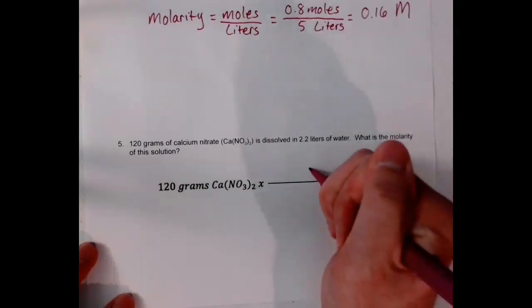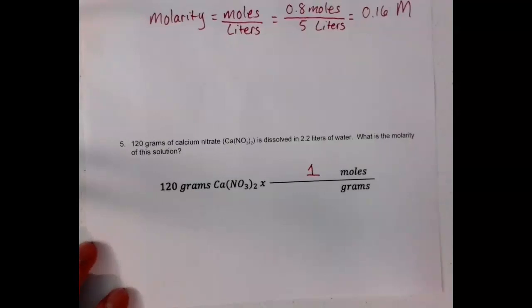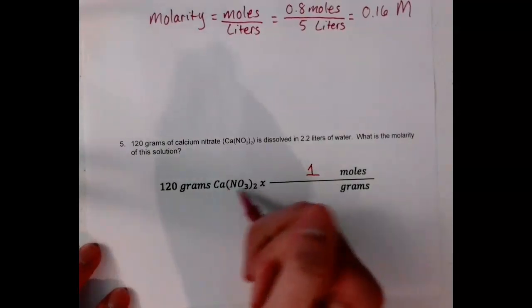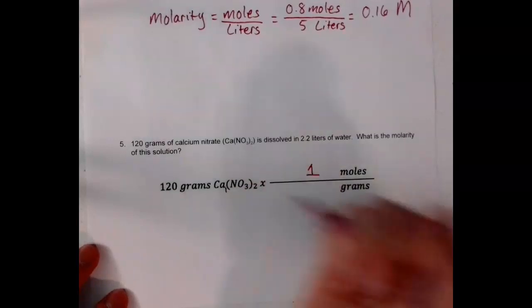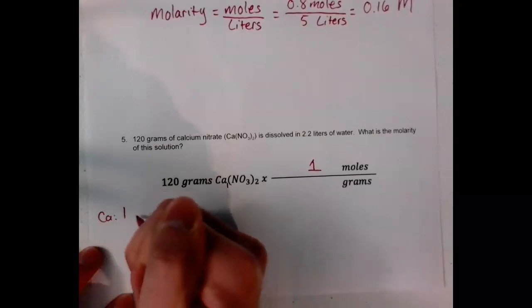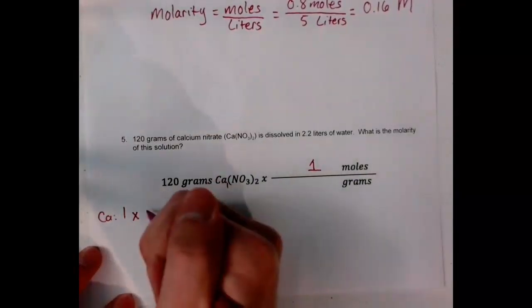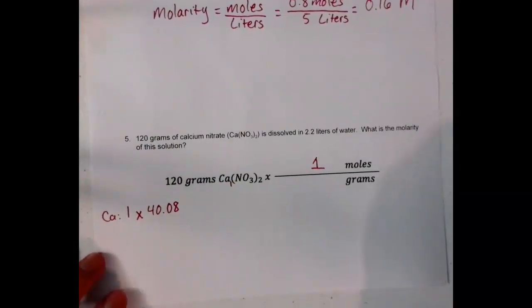All right, so I'm going to go ahead and fill this in. A 1 is always going to go with the moles. And now we have to find the molar mass of this entire thing. All right, so how many Ca do we have? We have 1. So Ca is going to be 1 times, and if you didn't know this, 40.08 for calcium, the red number from the periodic table.